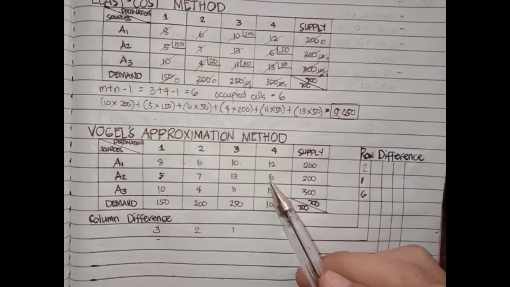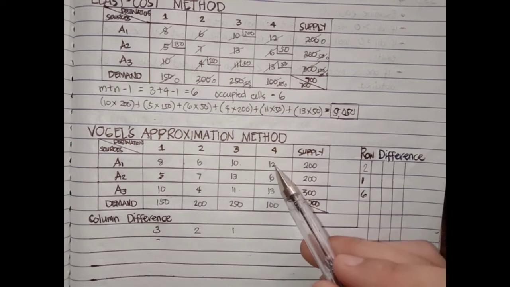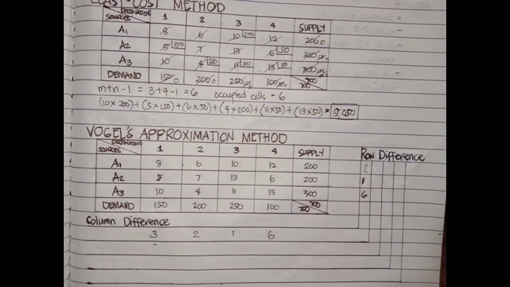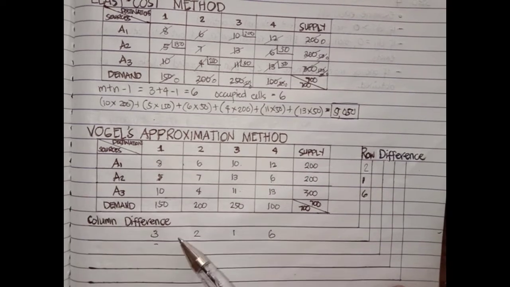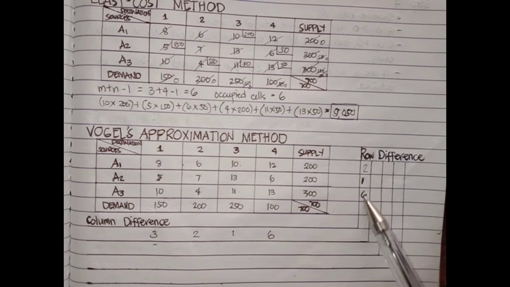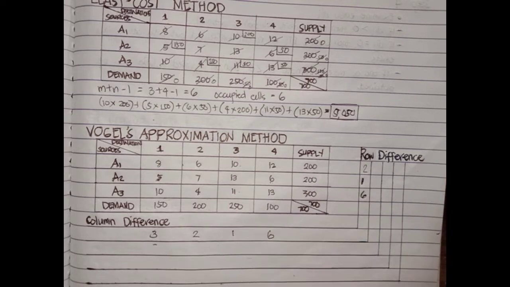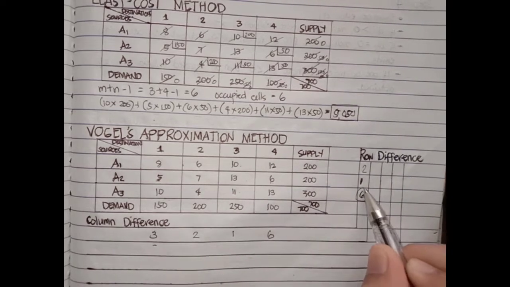Then this 6 and 12. The difference between 6 and 12 is 6. Since we found the row differences and the column differences, we will find which is the largest number. We have here 6 and 6, so we will choose where to allocate. We will circle this one. We will choose this one.